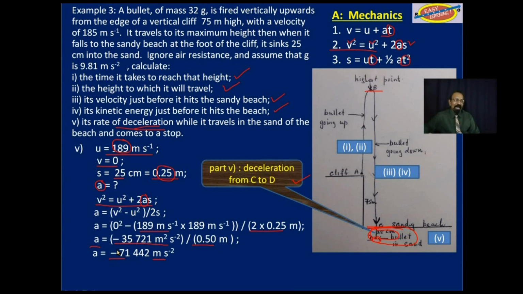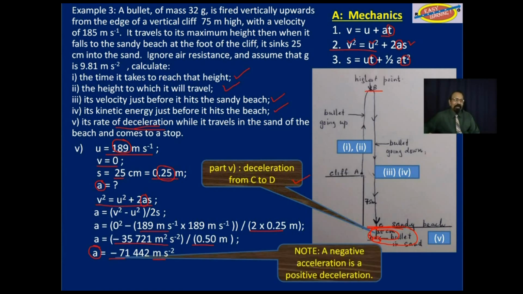But remember, that is acceleration. A negative acceleration actually is a positive deceleration. So when you do a question like this and you get a negative answer, that means that the acceleration is negative. But that also means that the deceleration is the opposite of that, which is positive. So we will do 2 things with this number. We will change that negative to positive, and we will round off to 2 significant figures, which gives us 71,000 meters per second squared.